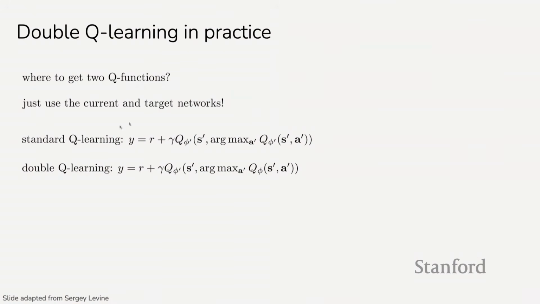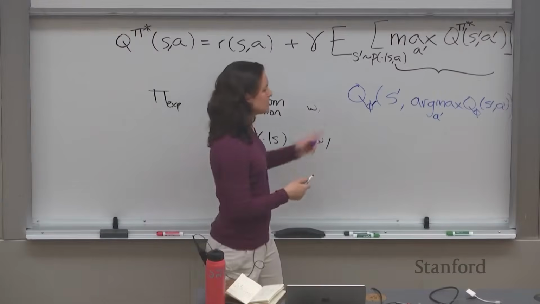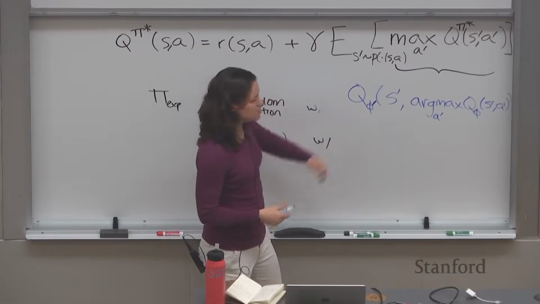So that's essentially what double Q-learning looks like, where instead of using the target network for both of these, we're going to use the current network to pick the best action, and then the target network to evaluate.